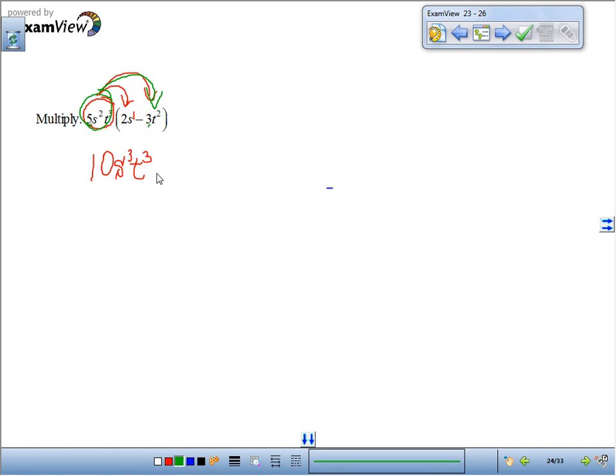5 times 3, times negative 3. Negative 15. Do we have an s right here? No, so we just write s squared. What is t cubed times t squared? T to the 5th. And we're done.